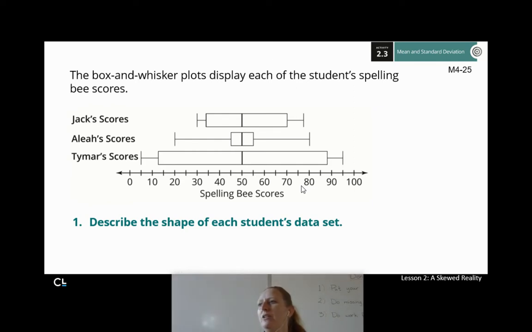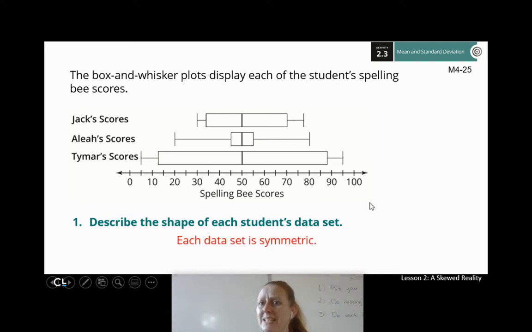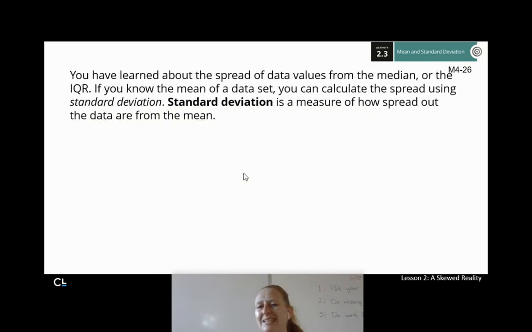So I don't know about you, but I noticed that for Jack, Aaliyah, and Tamar, for all 3 of them, their data is pretty symmetric, right? It's not like heavily leaning one way or the other. There's not like an extreme value pulling on one end or the other. So they're all pretty symmetric. I also notice all their medians are sitting right in the middle there, aren't they? So I feel like that's not helping me a lot to decide who we should send on to the spelling bee. Now, we've learned about the spread of data values from the median or the interquartile range, right?